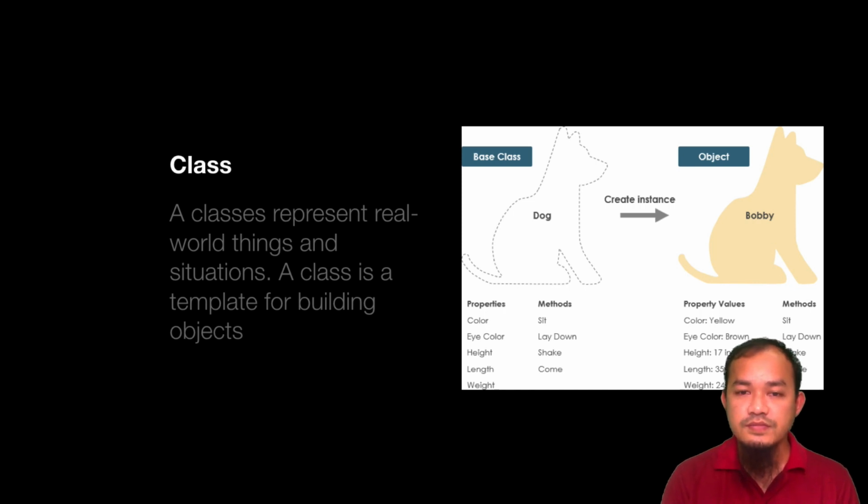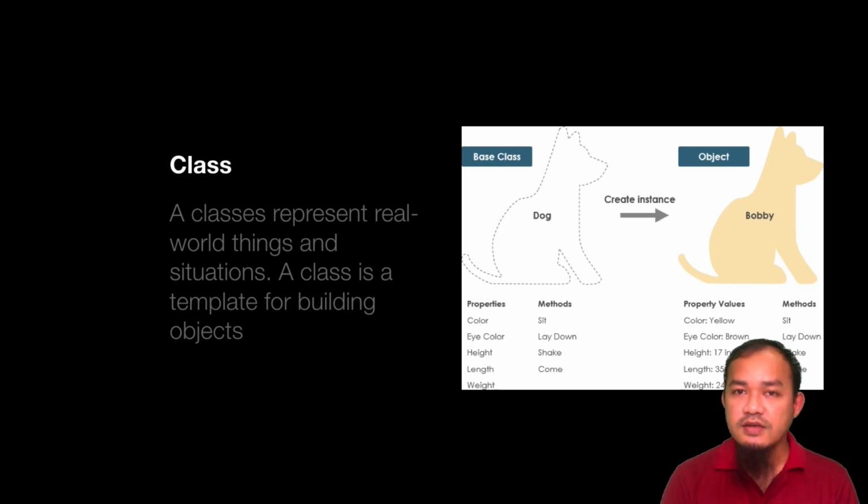As you see here, we have the class Dog. If we want to create an object, we can specify many types of dog, for example by dog name. They share the same properties and methods. The class name is Dog. The properties are many, for example color, eye color, height, length, and weight, and the methods may be sit, lay down, shake, and come. These are the methods, properties, and the class name.